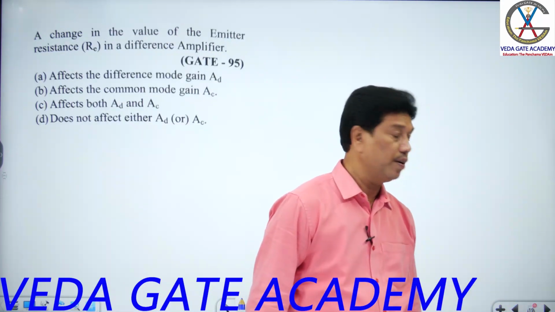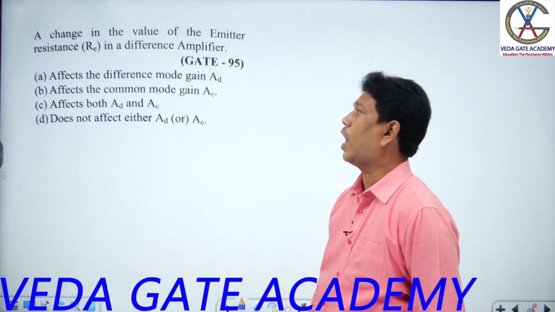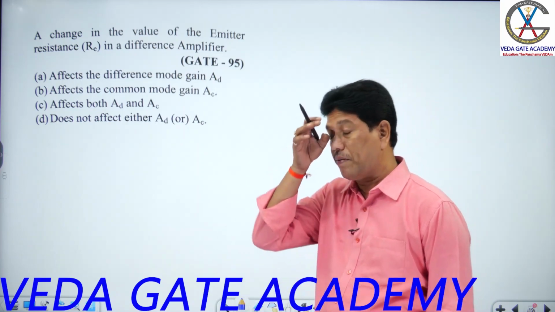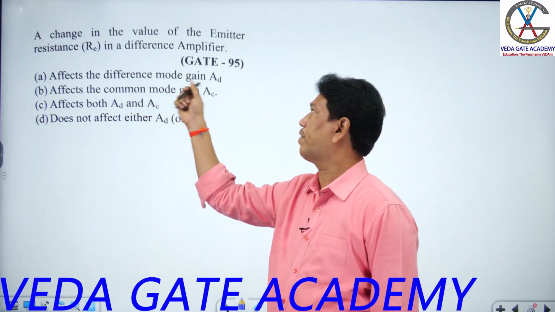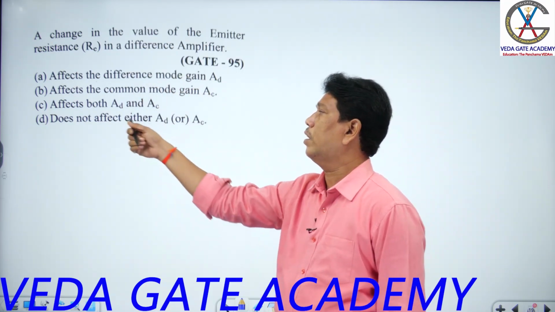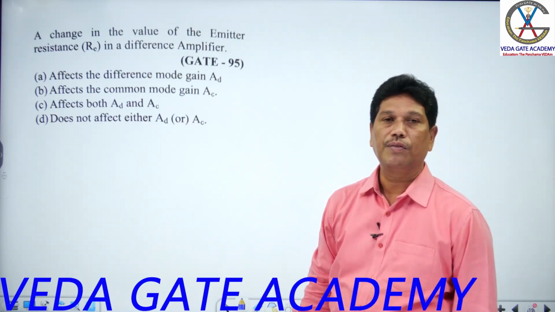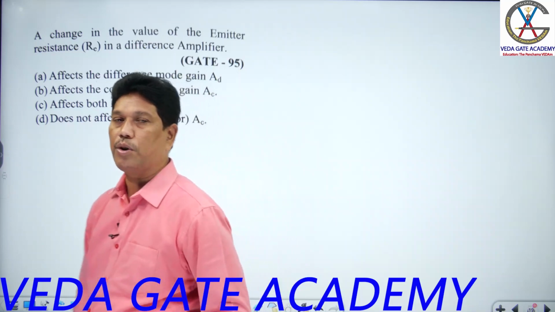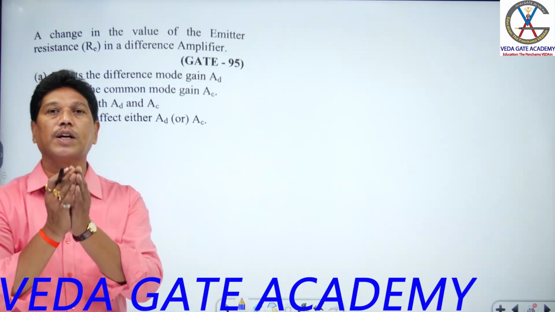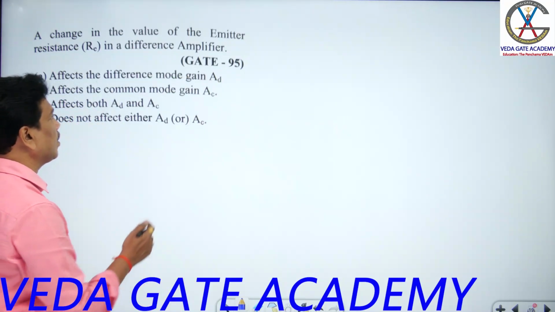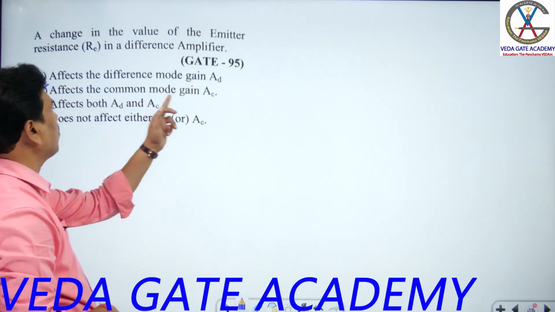Check out the next question, students. A change in the value of emitter resistance RE in a differential amplifier affects the differential mode gain, the common mode gain, both AD and AC, or neither AD nor AC. Already I told you, if I change the emitter resistor RE in a differential amplifier, it does not cause any effect on differential mode gain. It only affects the common mode gain. So the change of RE affects only AC, the common mode gain.